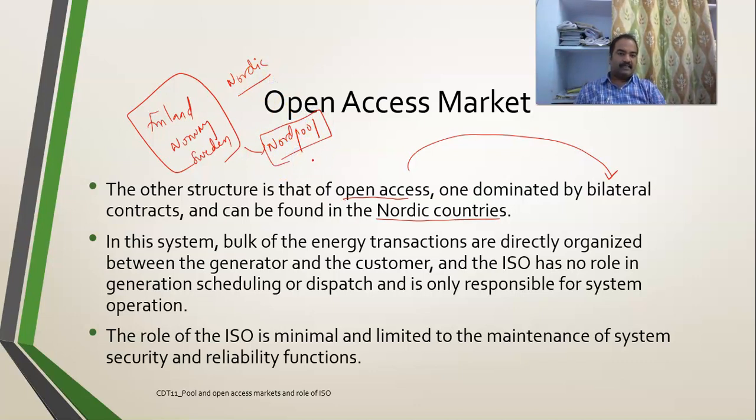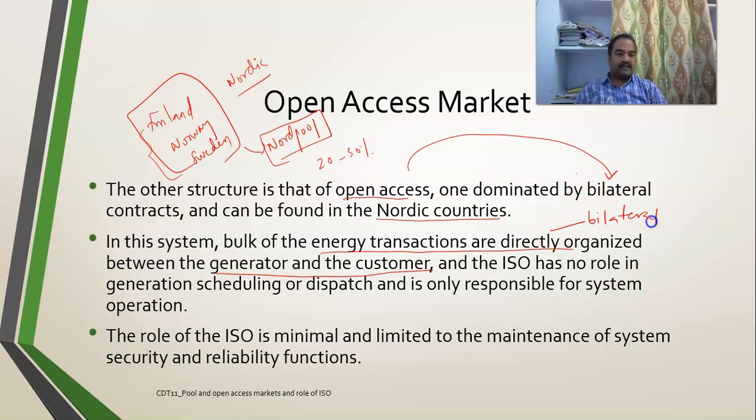It is just like a simple pool. Predominantly the transactions in this electricity market will be bilateral contracts. Apart from that, there is a small pool where somewhere around 20 to 30% of transactions are carried out in the pool. The rest, 70 to 80%, are carried out by bilateral transactions. So in this type of system, the bulk of energy transactions are directly organized between the generator and customer, which means they are nothing but bilateral contracts.